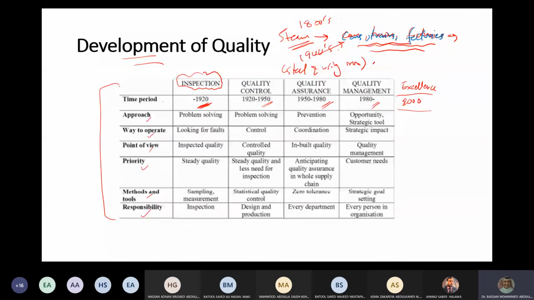So what is it about quality and inspection in the 1920s? Well, now I have a car, and this car needs to be inspected to meet a certain specification. There are certain specifications for the tires, for the windows, for the chairs inside, and for the engine. So you need someone to inspect the car.